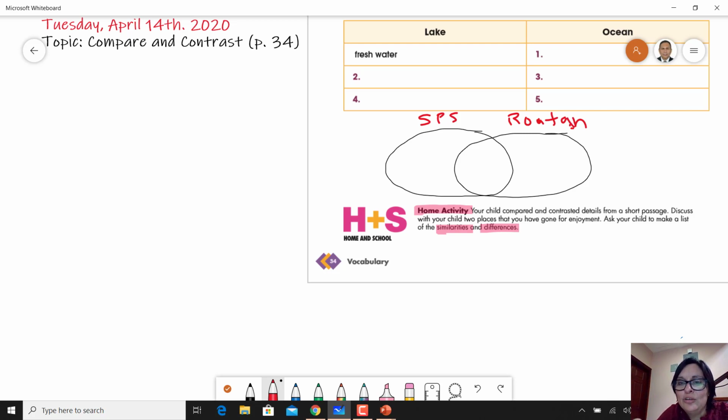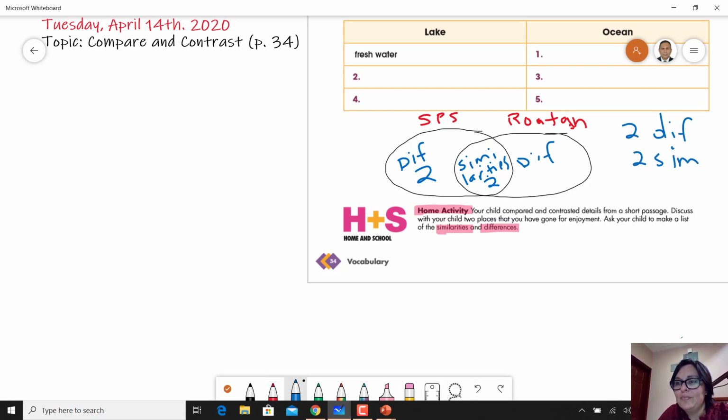And in this part, you are going to write the differences between San Pedro Sula and Roatan. Differences. What do they have in contrast? Different. And in here, you are going to write the similarities. Okay? So, I want 2 differences and 2 similarities. 2 differences and 2 similarities. Okay? So complete this chart and complete this activity.